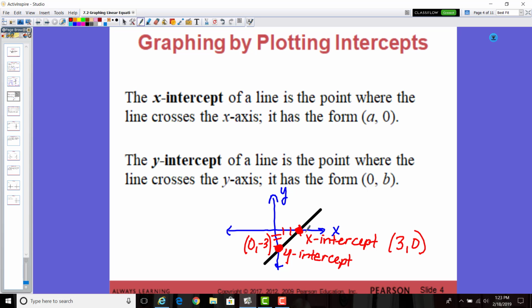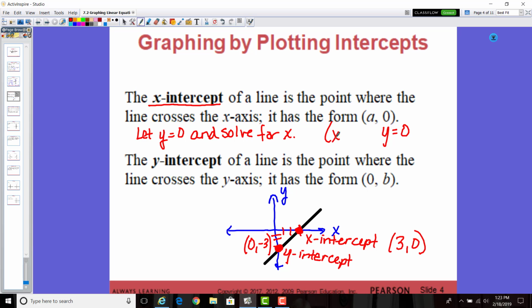Knowing what ordered pairs for x and y intercepts look like is important. All x-intercepts have a y value that is equal to 0. That means if we want to find an x-intercept, we let our y variable equal 0 and we solve the equation for x.